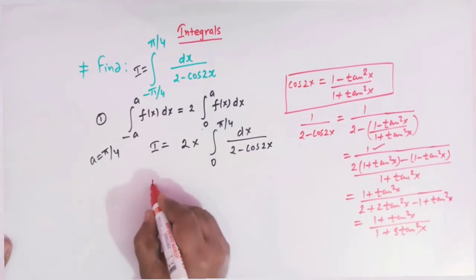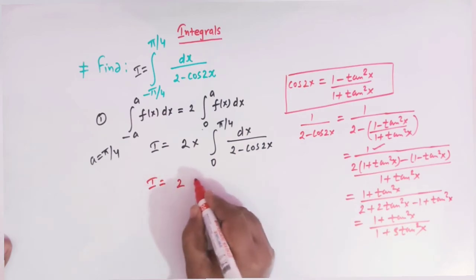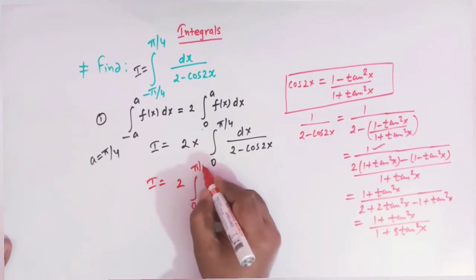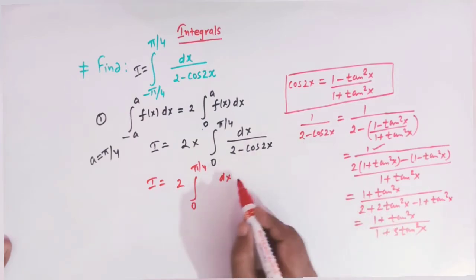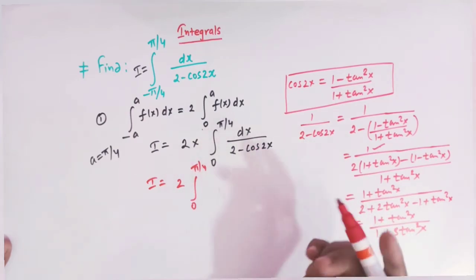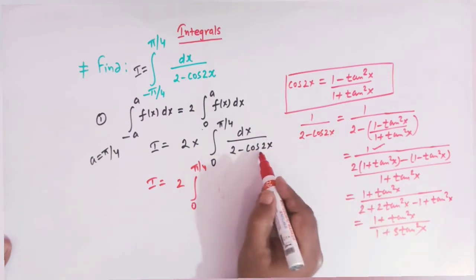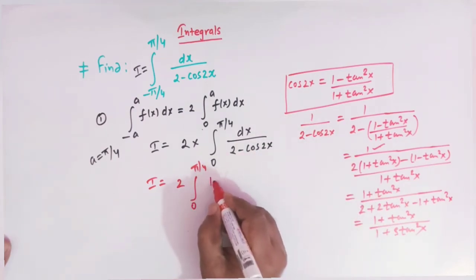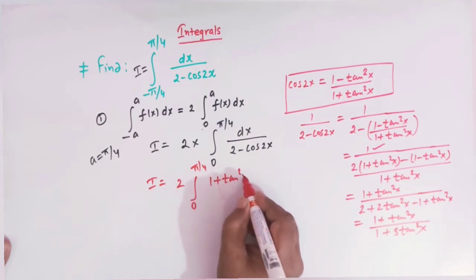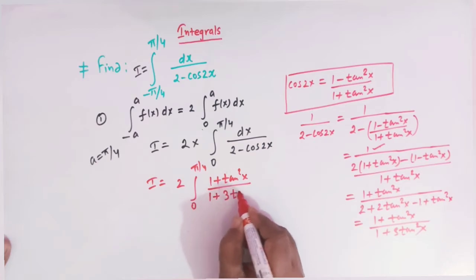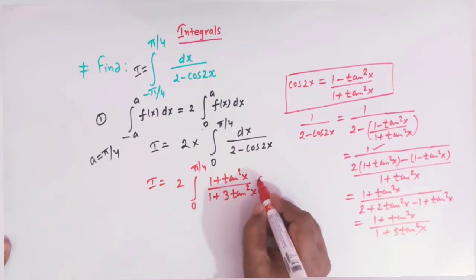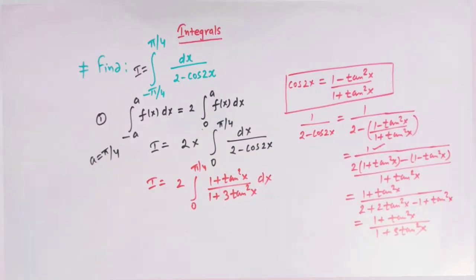So now this integral I can be written as 2 times the integral from 0 to pi by 4, and we have dx here, where 1 over 2 minus cosine of 2x can be written as 1 plus tan square x divided by 1 plus 3 times tan square x, and dx.